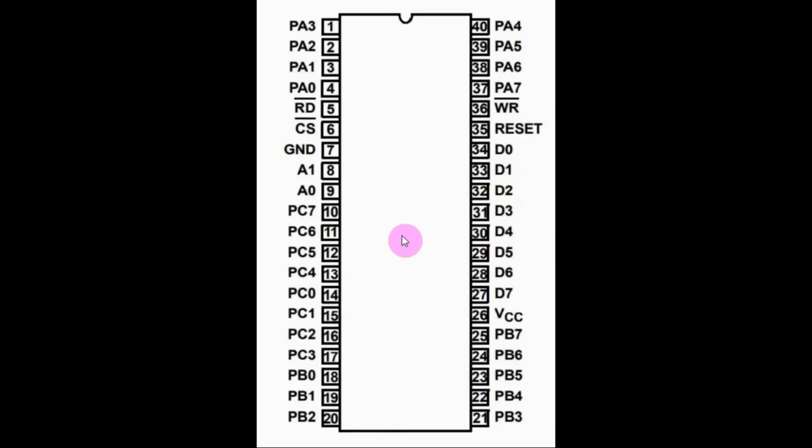The 8255 IC is a 40-pin IC, and we have pins associated with port A from PA0 to PA7, and we have pins for port B from PB0 to PB7, and we have port C, which is split into the lower part of port C, PC0 to PC3, and the upper half of port C, PC4 to PC7.